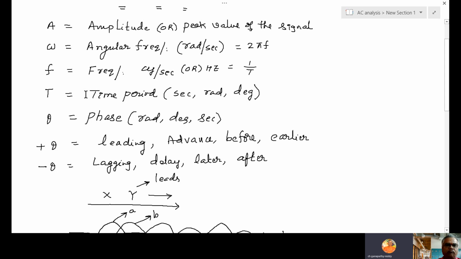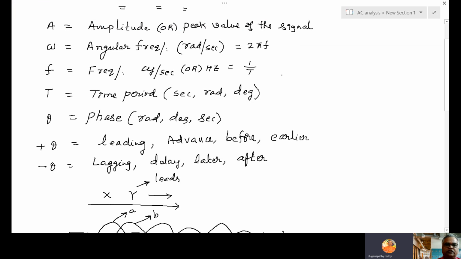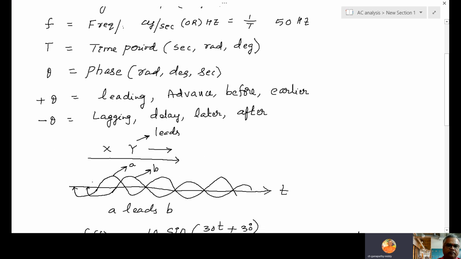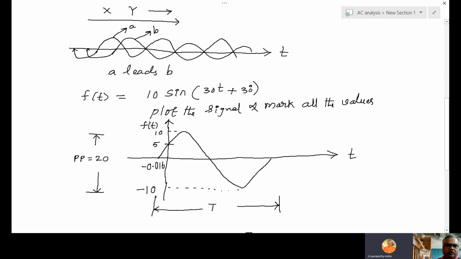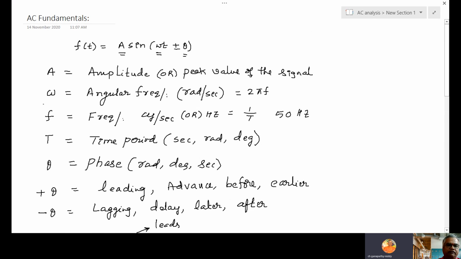T is the time period, the time taken to complete one cycle of the waveform. F is the frequency, the number of cycles per second. What is our Indian power supply frequency? Indian power supply frequency is 50 Hz. That means in 1 second, it is completing how many cycles? 50. In 1 second, it is completing 50 cycles of the waveform. That is the meaning of F.